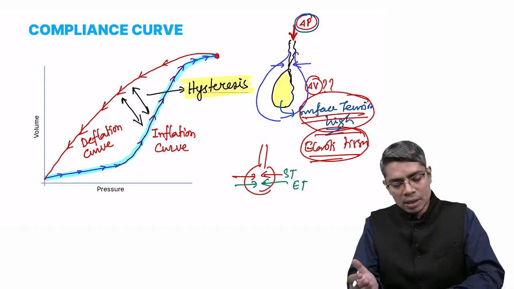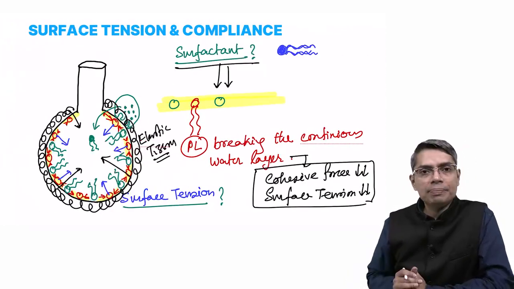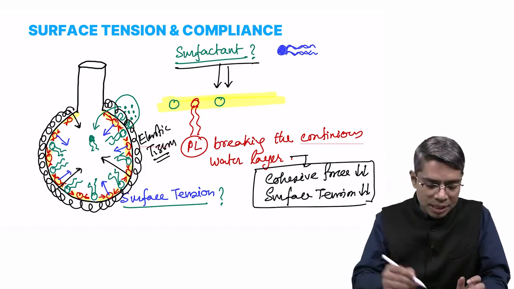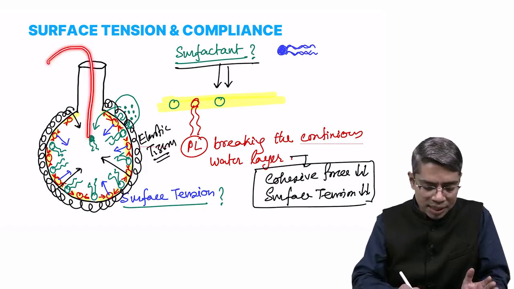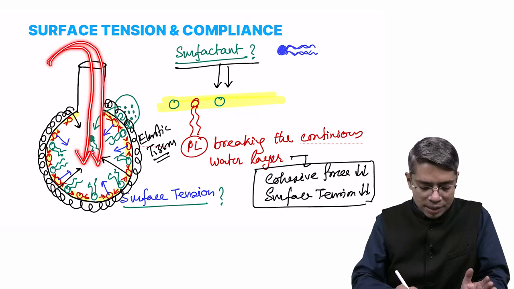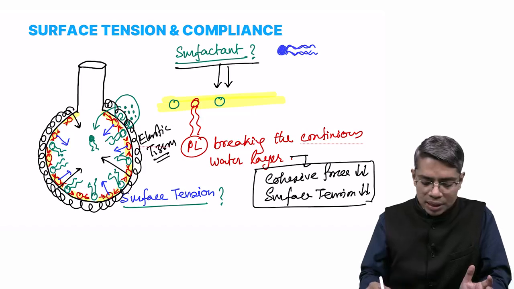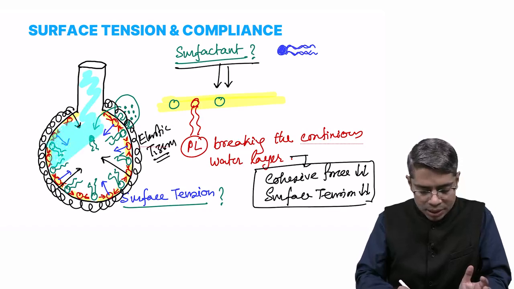So how to prove that? Proof can be done whenever you fill the alveoli with water, a saline-filled lung. Look at this curve. I told you the concept of surfactant. Now suppose I am filling this alveoli with saline water. So whenever you fill the alveoli with saline water, saline water is filling the alveoli, right?